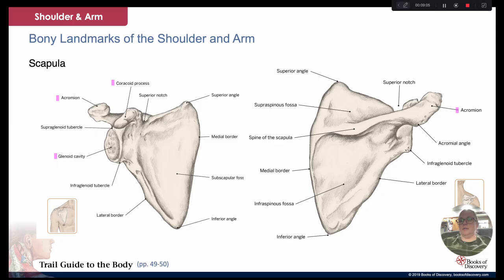Now we're going to talk about some borders. We have something called the medial border. So this section here is going to be a lot closer to the center line. The center line of your body, we'll just pretend, is your actual spine. So the medial border is on that end, and the side further from your spine, closer to your armpit, is going to be the lateral border.